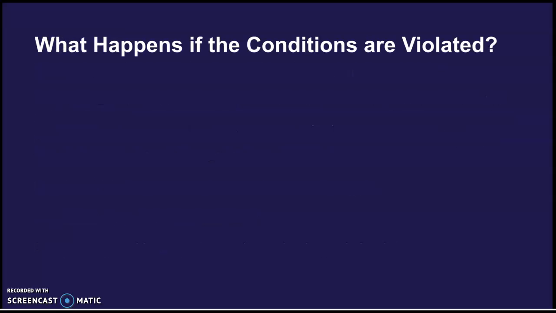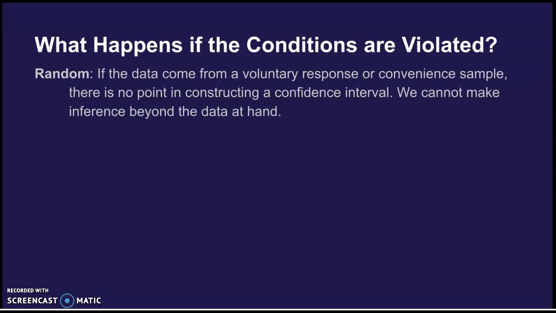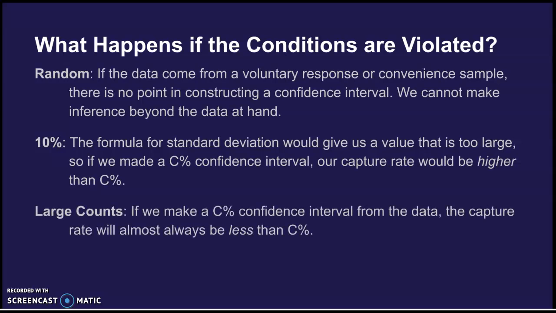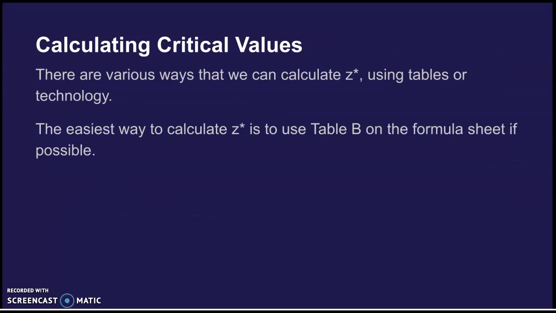All right, what happens if the conditions are violated? Well, without the randomness, you've got bad data. You can't do anything with it. The 10% rule will give us a value that's too large if it's violated. So if we made a C% confidence interval, our capture rate would actually be higher than C%. As far as large counts are concerned, if we made a C% confidence interval from data where the large counts condition was violated, the capture rate would almost always be less than C%. So your claim would be inaccurate.